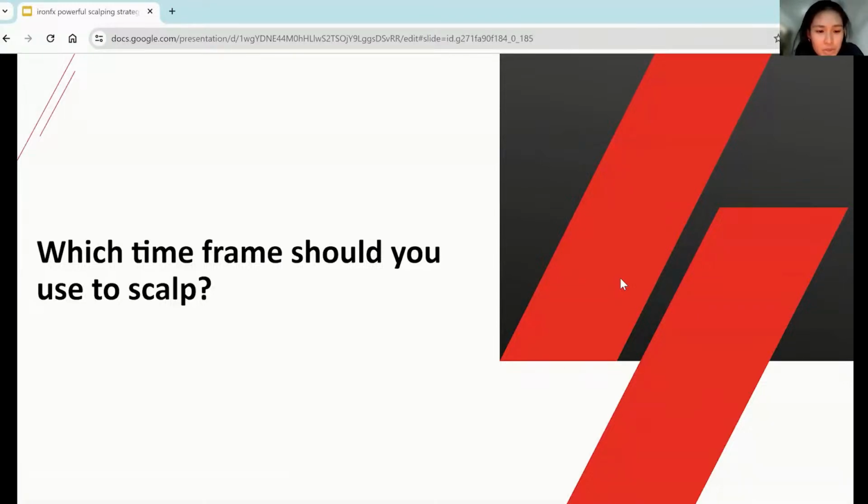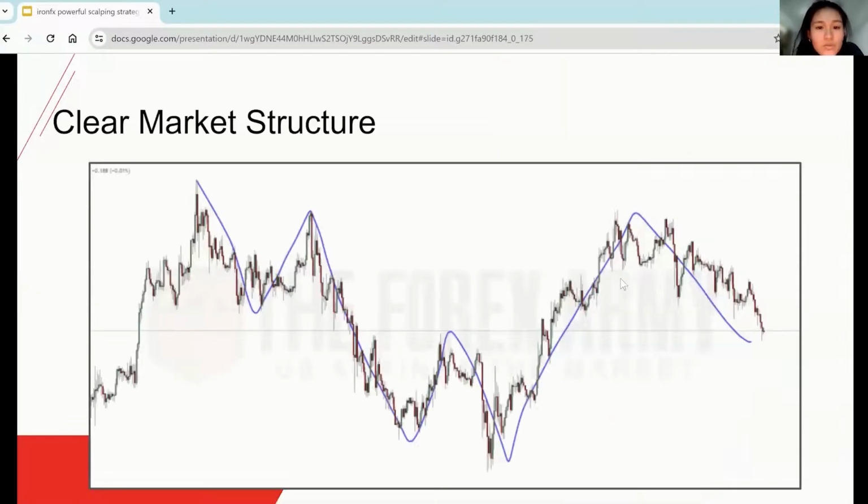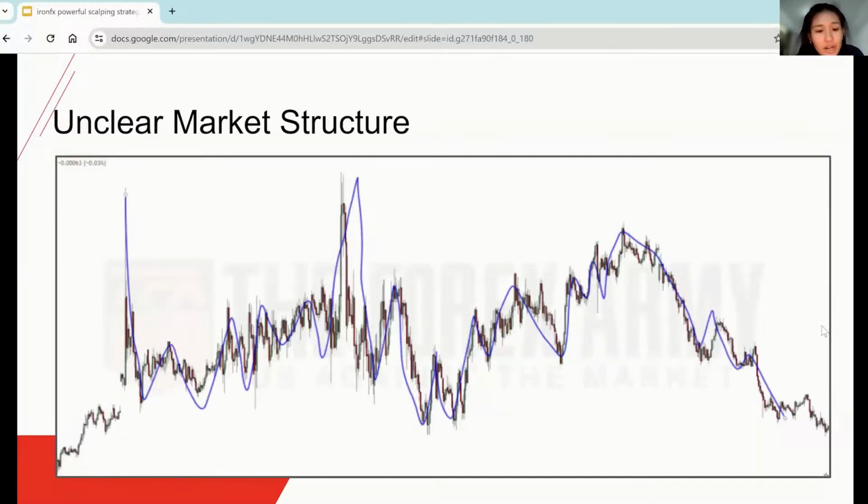So which time frame should you use to scalp? There's one very basic strategy, which is to look out for a clear market structure. This applies for every kind of trading strategy, not just scalping. Firstly, you see here, this is an example of a clear market structure. You can see we've drawn out the shape of the chart. And this is a very obvious example of an unclear market structure. There are no clear swing highs or lows, no clear move up or down.